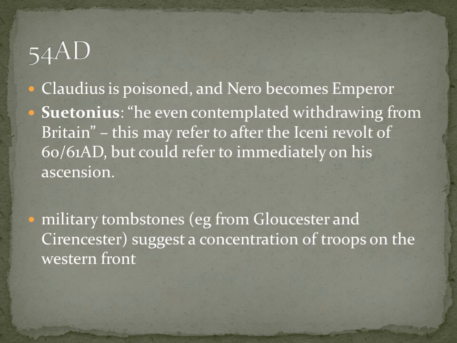Military tombstones for this time period, from places like Gloucester and Cirencester, suggest a concentration of troops on the Western Front. Do go back to your archaeology booklets that have got those tombstones in of the auxiliary cavalry troops and also of the legionary troops, and make a note of their locations and the rough timescale that they come from, because that gives you a good idea about the Roman progress across Britain.